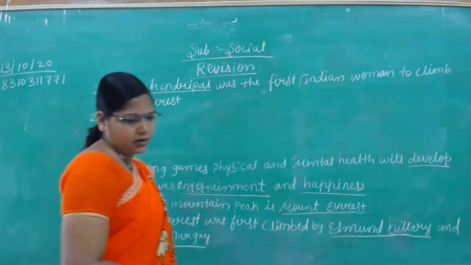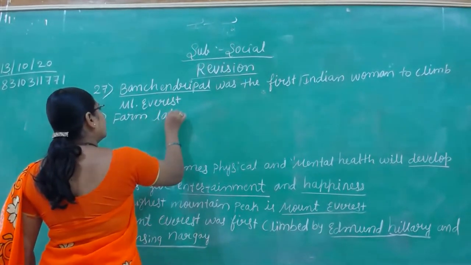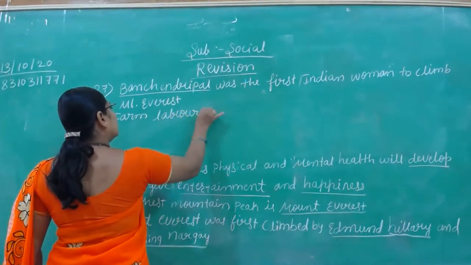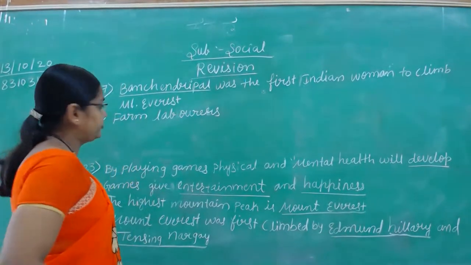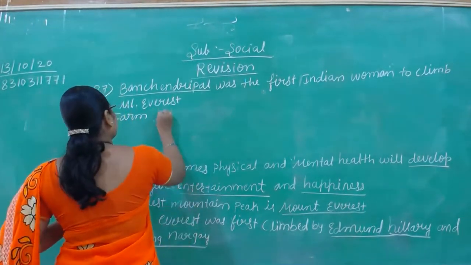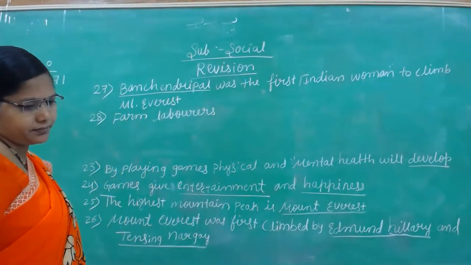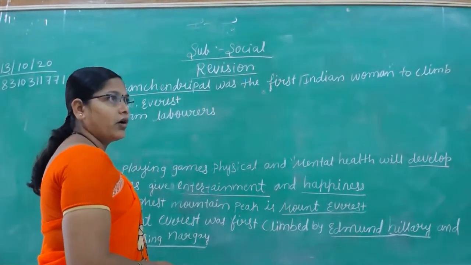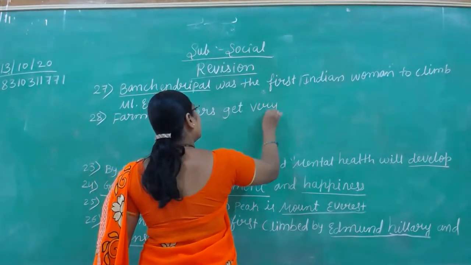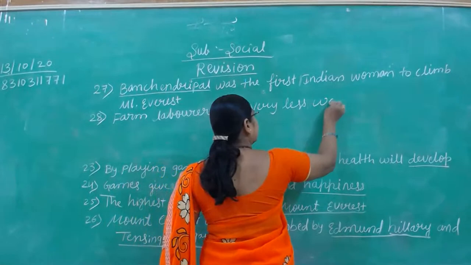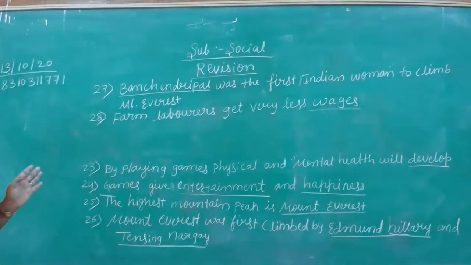First, farm laborers. Farm laborers get very less wages. Underline wages. Farm laborers get very less wages.